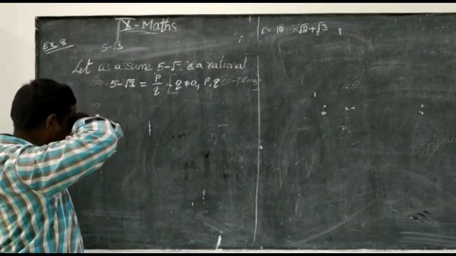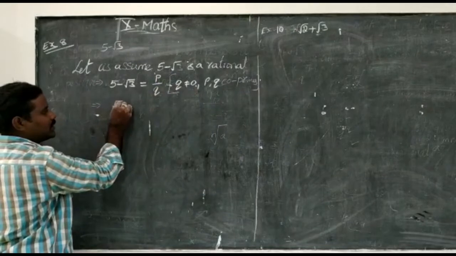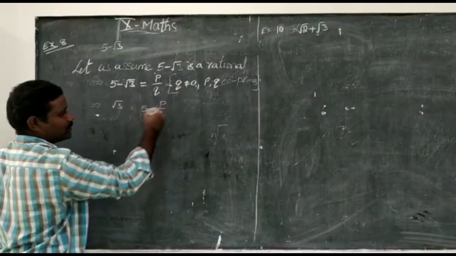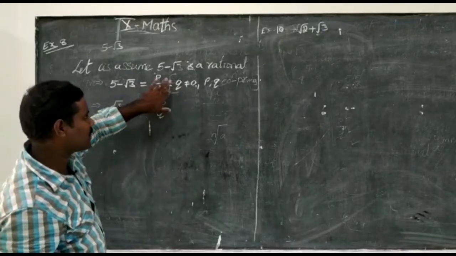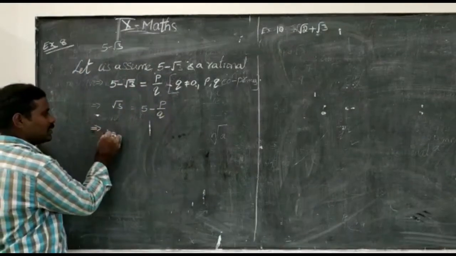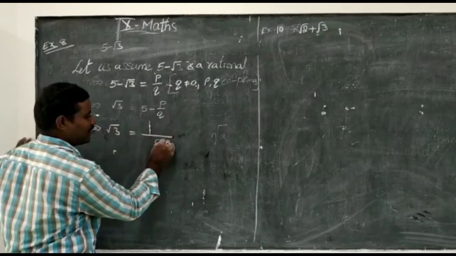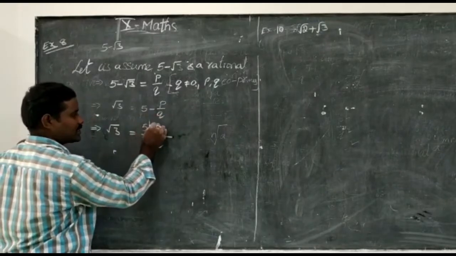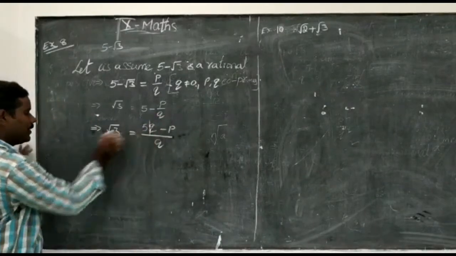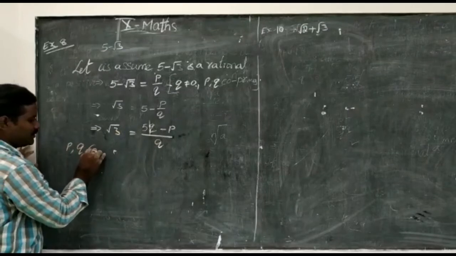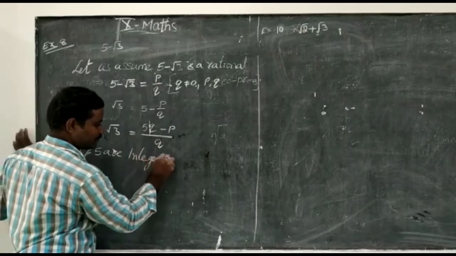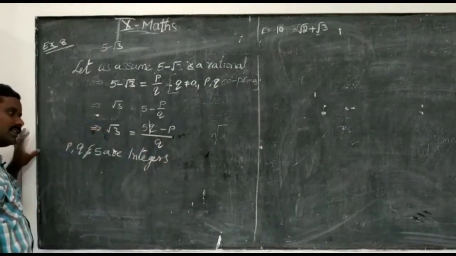Now I want just root 3. Root 3 is equal to, taking this side, 5 minus p by q. Now root 3 is equal to, by finding the LCM q, 5q minus p by q. Therefore, see here, 5, p, q are integers.